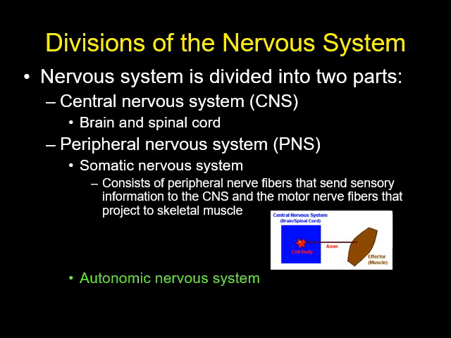The nervous system is divided into two parts: the central nervous system, or CNS, which is comprised of the brain and spinal cord, and the peripheral nervous system, or PNS, which is comprised of the somatic and autonomic nervous system. The somatic, or conscious, nervous system consists of peripheral nerve fibers that send sensory information to the central nervous system, and the motor nerve fibers that project to the skeletal muscles.